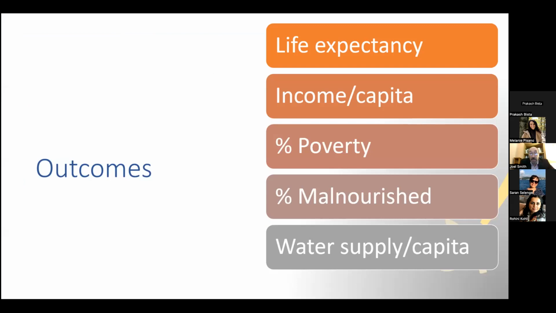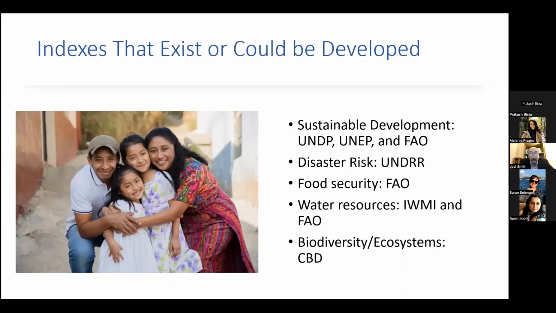All right, so outcomes, we suggest looking at the following 5 outcomes, all of which are already being measured, by the way: life expectancy, income per capita, percentage of people in poverty, percentage of people malnourished, and water supply per capita. Now, again, this covers some, there's some cross-cutting ones. There's certain sectors, agriculture and water, but other sectors are left out. But these can already be measured.